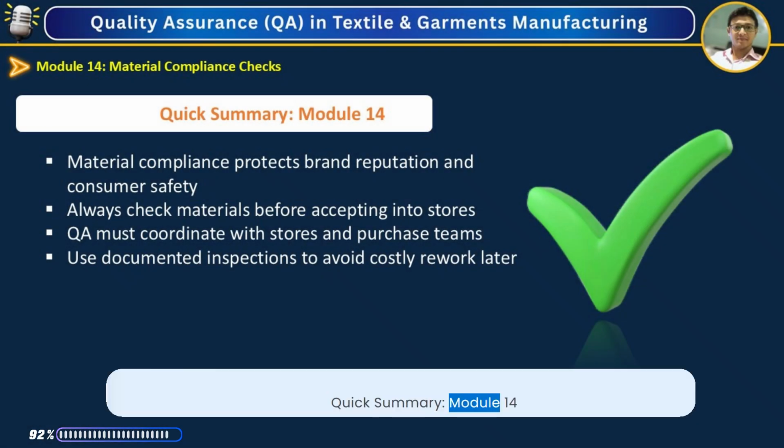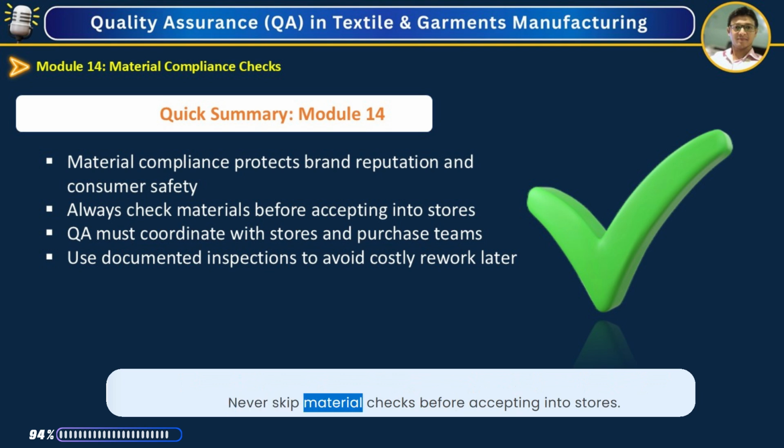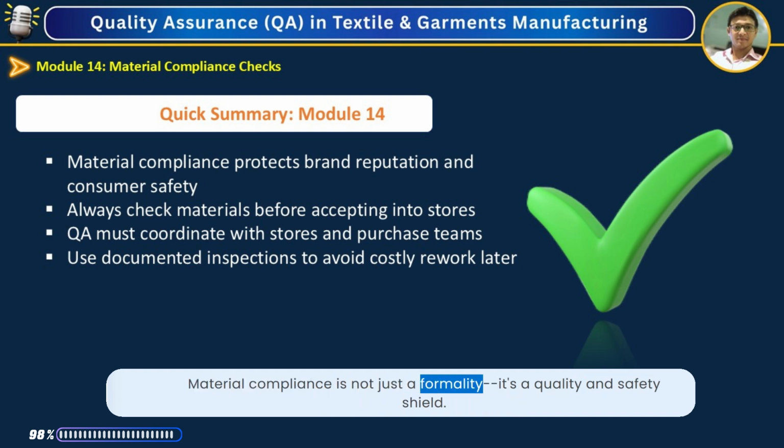Quick summary, Module 14. To wrap up, material compliance protects both the brand and the end consumer. Never skip material checks before accepting into stores. QA must work closely with stores and purchasing teams. And remember, documented inspections can prevent expensive rework and complaints later. Material compliance is not just a formality, it's a quality and safety shield.